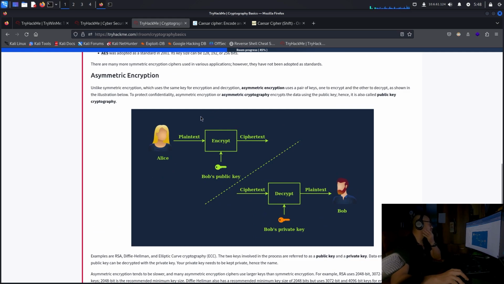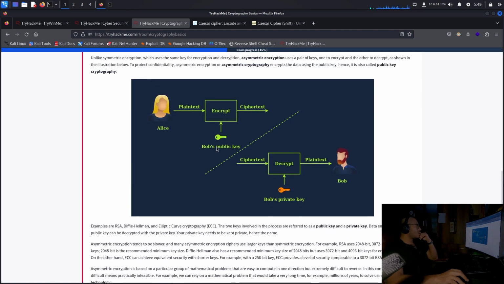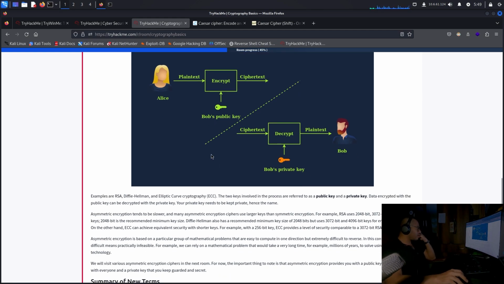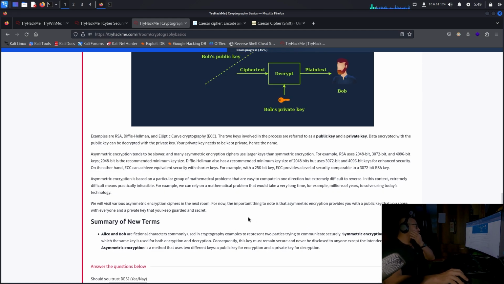Asymmetric encryption. Unlike symmetric encryption, which uses the same key for encryption and decryption, asymmetric encryption uses a pair of keys, one to encrypt and the other to decrypt. As shown in the illustration below, to protect confidentiality, asymmetric encryption or asymmetric cryptography encrypts the data using the public key, hence it is also called public key cryptography. Examples are RSA, Diffie-Hellman, and elliptic curve cryptography. The two keys involved in the process are referred to as public and private key. Data encrypted with the public key can be decrypted with the private key. Your private key needs to be kept private, hence the name.